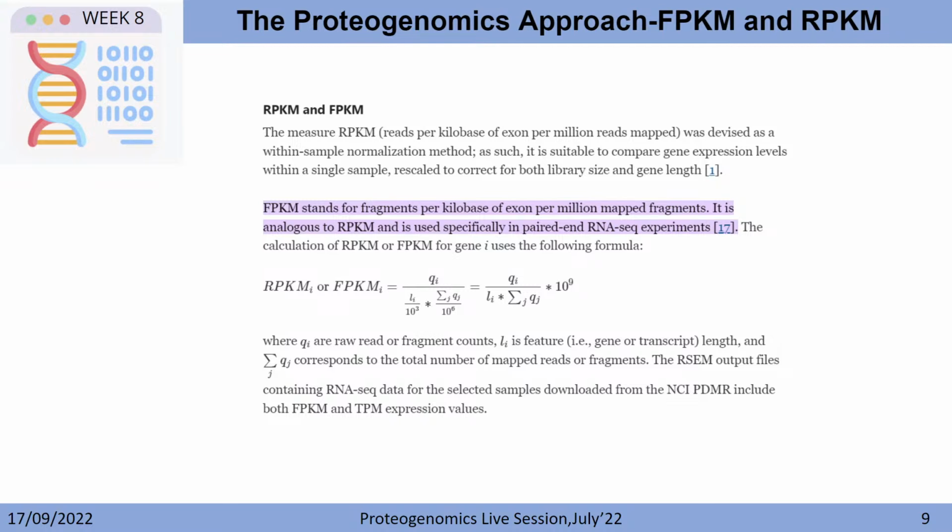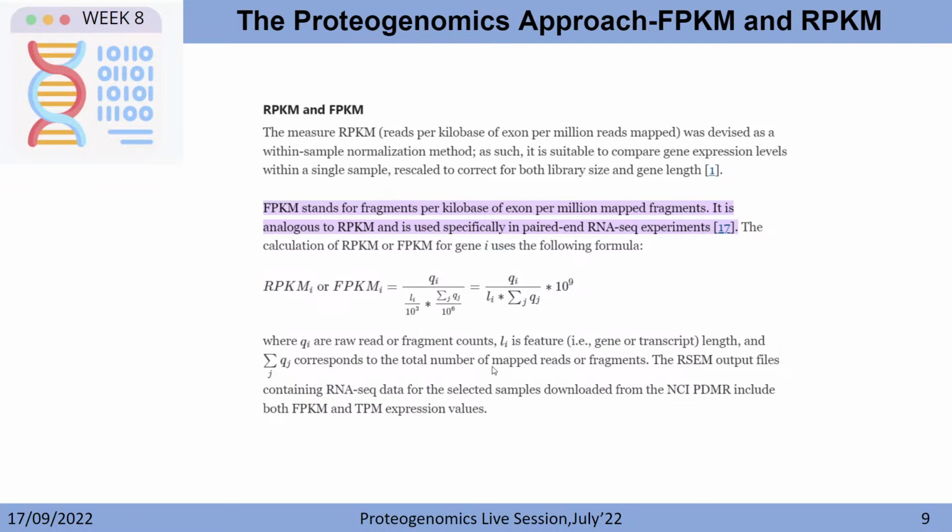So RNA sequencing experiments can be both single-end or paired-end. For paired-end, sequencing starts from both the 5' end and the 3' end to sequence your data. So FPKM is generally used for paired-end sequencing, whereas RPKM is used for single-end sequencing. So what is that? These are the raw reads or fragment counts, LI is the feature, that is the gene or transcript length, and QJ corresponds to the total number of mapped reads or fragments.